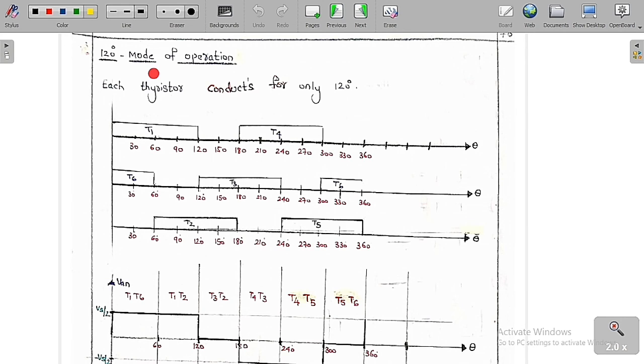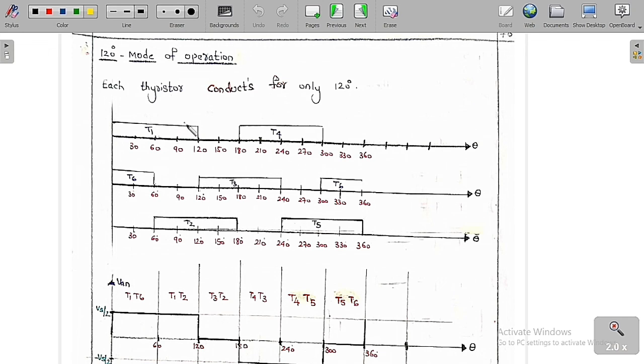So now we are going to study the 120-degree mode of operation. For the same circuit, now we are going to study what is the 120-degree mode of operation, means for the three-phase voltage source inverter. Means each thyristor is going to connect for only 120 degrees. That is the meaning of this 120-degree mode of operation.